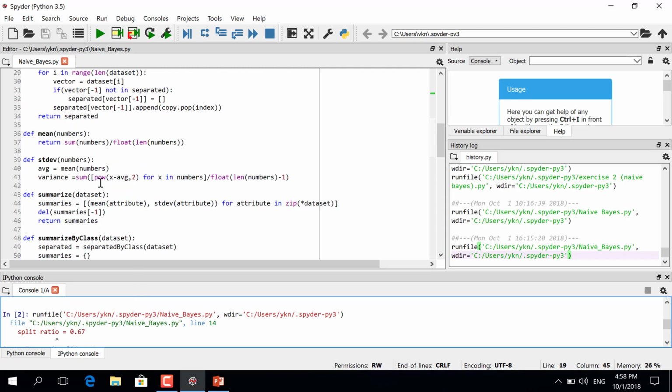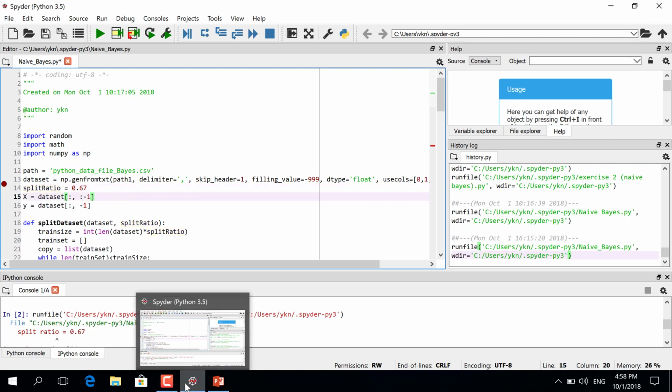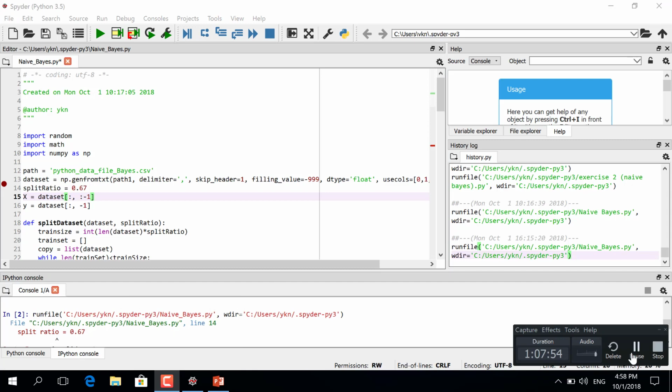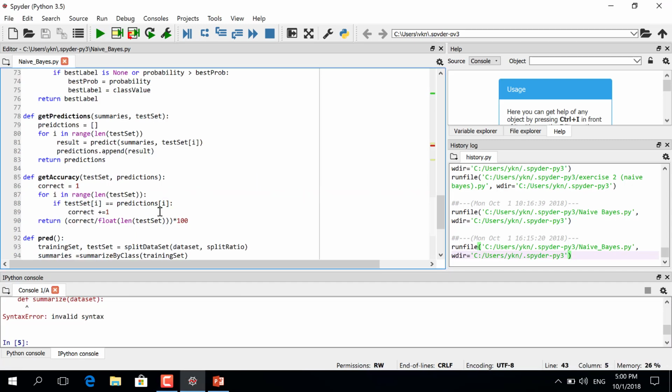Oh, now we have an error here, split ratio. Okay, I think we made a mistake. Yeah, now I think we have the correct answer: split ratio should not have a space between split and ratio. Now we can try to run again.